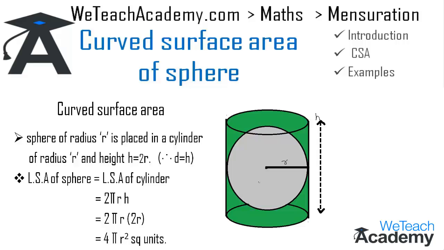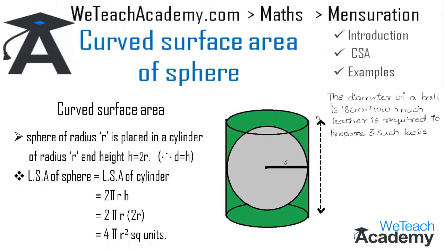And then coming to the next section, where we are going to deal with a few examples. Here the given example is, if the diameter of a ball is 18 centimeters, then how much leather is required to prepare 3 such balls? Here we are given the diameter of the ball, that is the diameter of the sphere, which is 18 centimeters. And we already know that diameter is equal to 2r, and then radius will be equal to half of the diameter. So here we are given the diameter 18, so we get radius r equal to 9 centimeters.